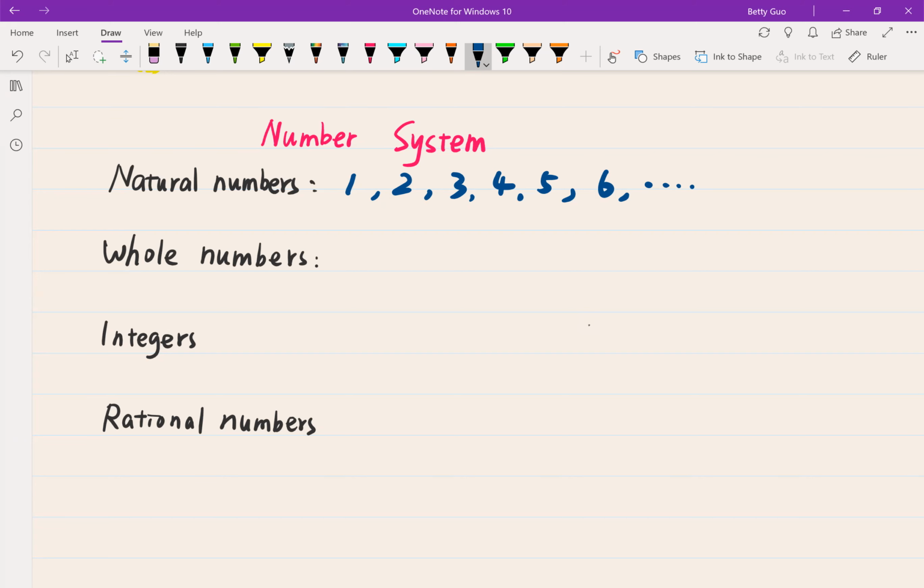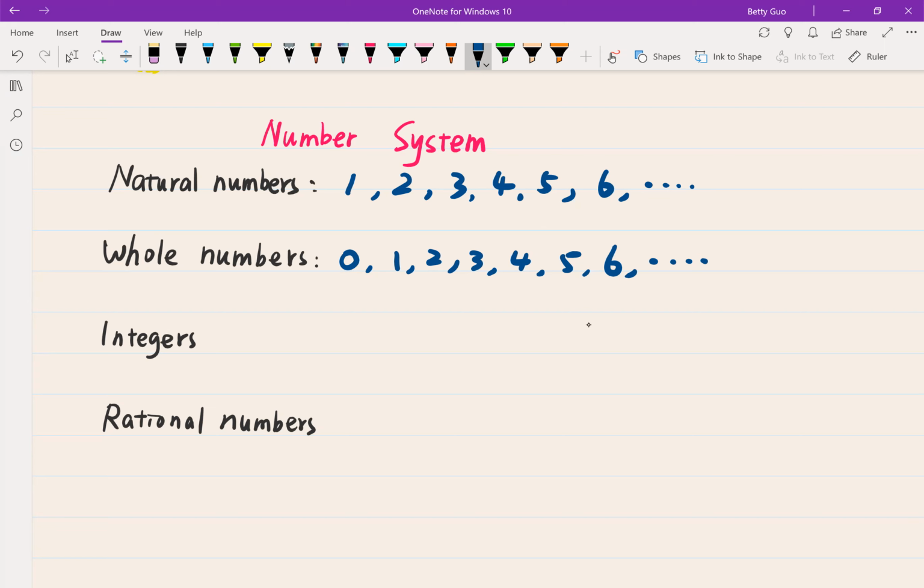Whole numbers include 0, 1, 2, 3, 4, 5, 6, 7, and so on. So there are infinitely many whole numbers. The smallest whole number is 0. We got a whole number set by adding 0 to the set of natural numbers. So you can see the connection between the two sets.